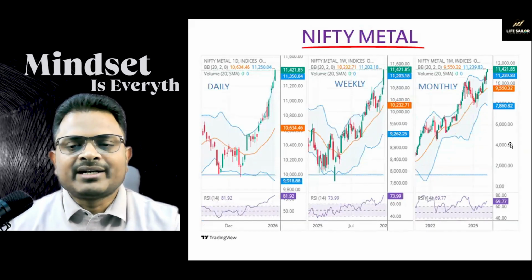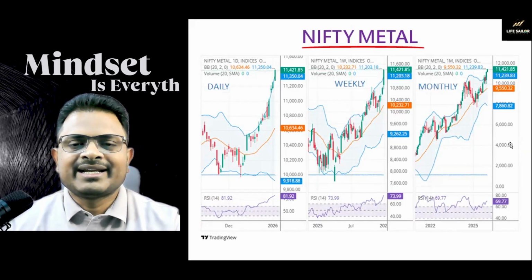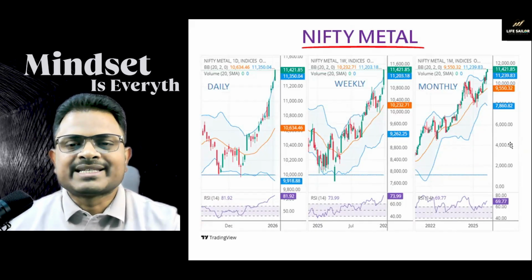Next is Nifty Metal, all three RSI above 60. Very good trending market, very good move in the metal sector for last couple of weeks.